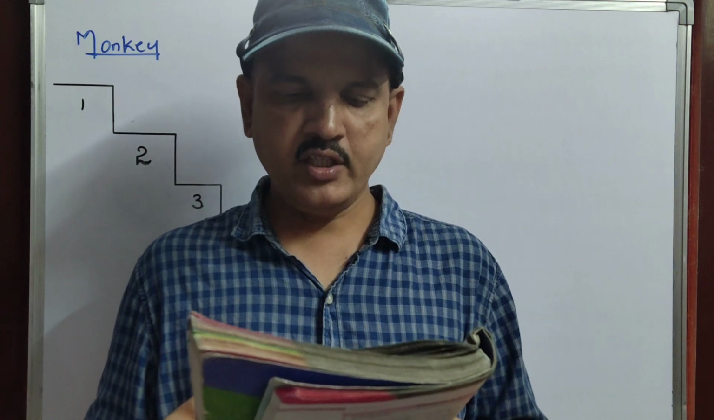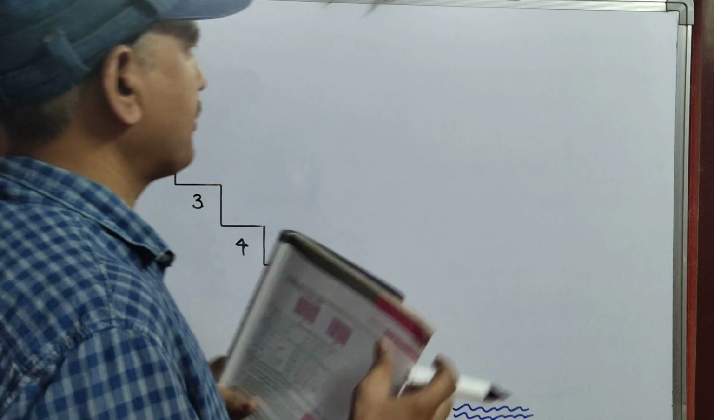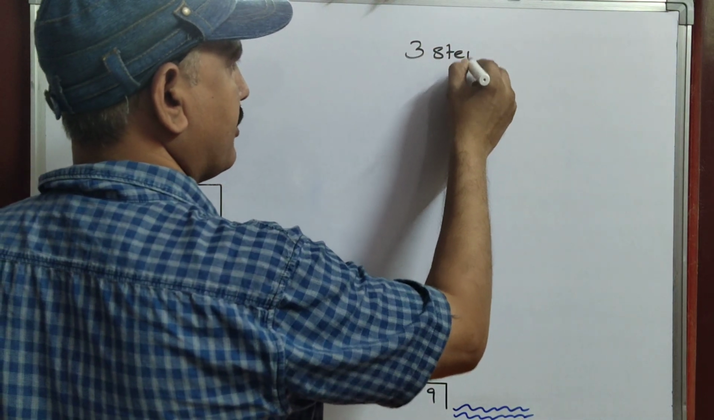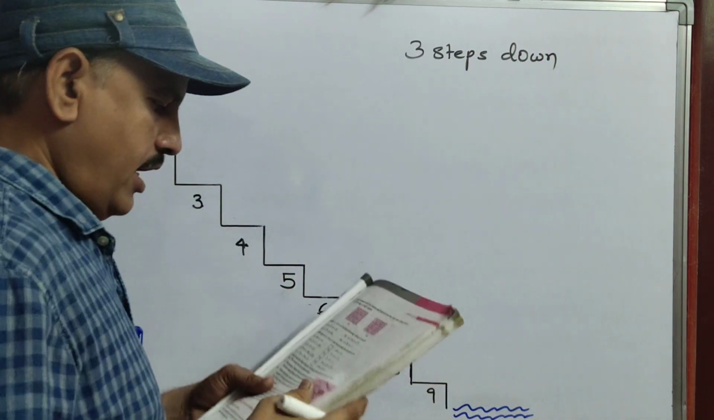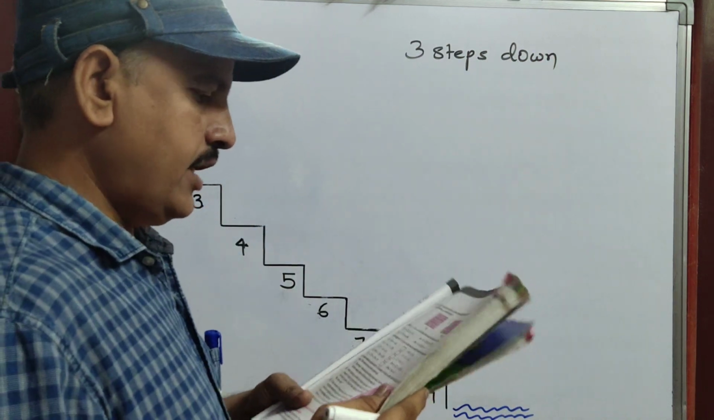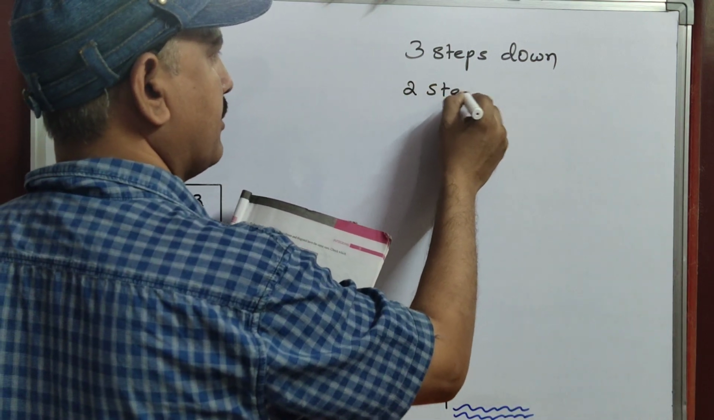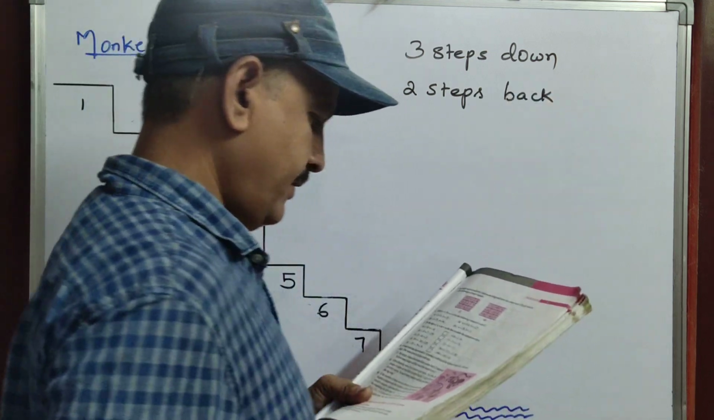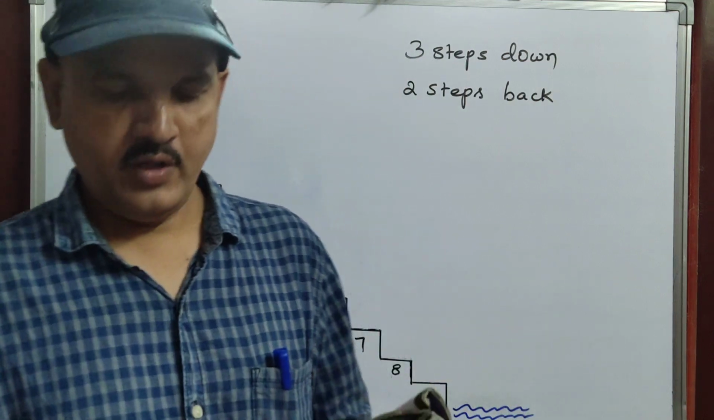He jumps 3 steps down. Who? The monkey. 3 steps down. And then jumps back 2 steps. In how many jumps will he reach the water level?